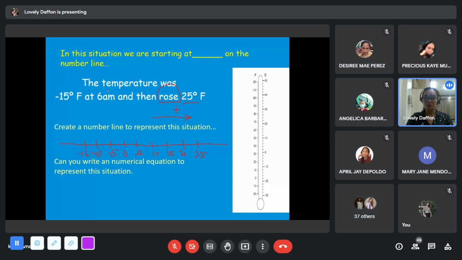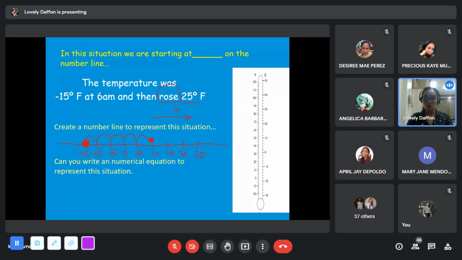So let's see. We have here the temperature was negative 15 degrees Fahrenheit. Then it rose by 25, so we have 25 here. Then we are going to the right: 5, 10, 15, 20, 25. So from negative 15, it is now here. In short, our answer is positive 10.